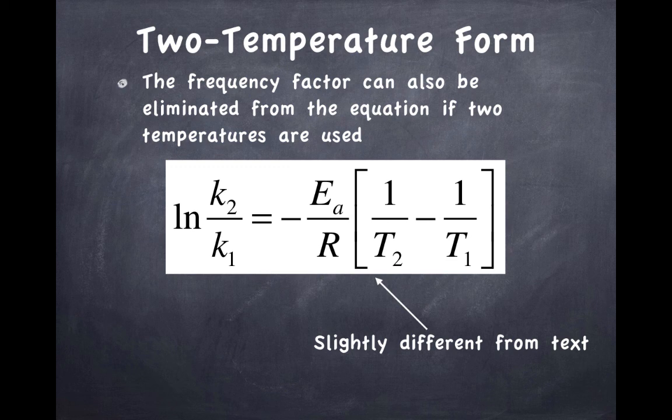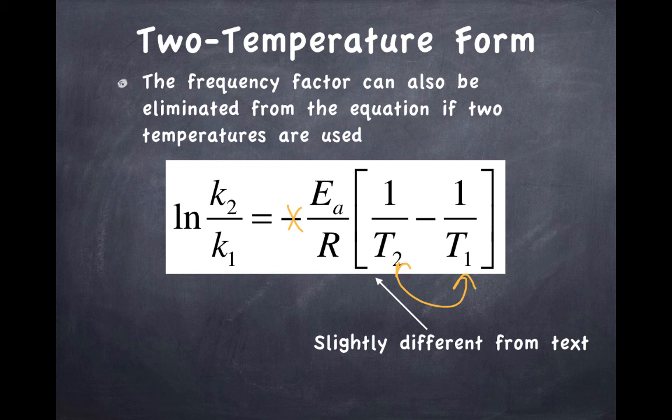But here's the two-temperature version. We have natural log of k2 over k1, so that's going to be the rate constant at temperature 2 over the rate constant at temperature 1. And that's equal to negative Ea over R times, and we've got 1 over T2 minus 1 over T1. Now this form of the equation is just slightly different from the one that you have in your text. The version in your text actually swaps out T2 and T1 here and gets rid of that negative sign. I don't like that form as much.